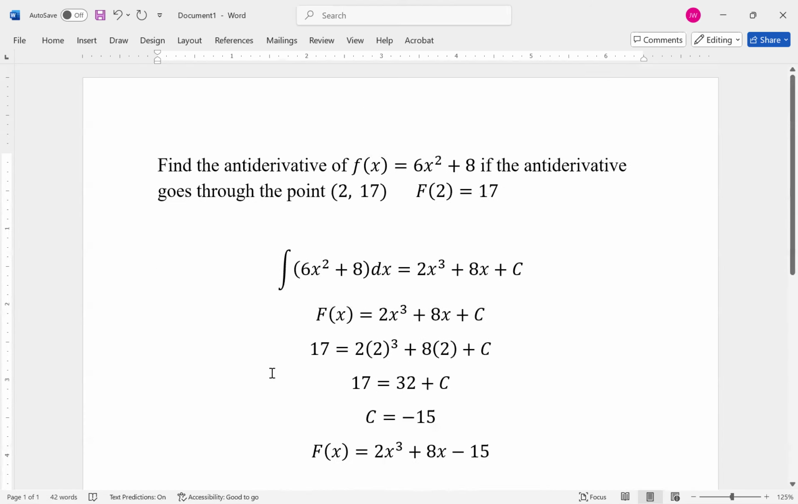Now, we don't do this a whole lot in our class. We don't find specific antiderivatives. It's much more common to just calculate the integral and get the entire class of antiderivatives. So we do that a little bit more than finding specific antiderivatives in this class. But you can find specific antiderivatives using this technique.